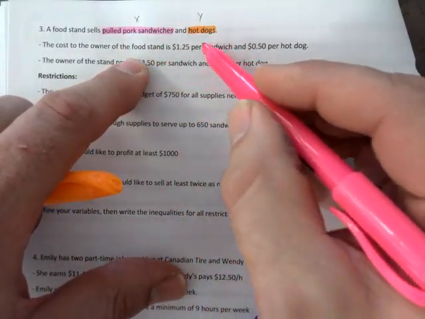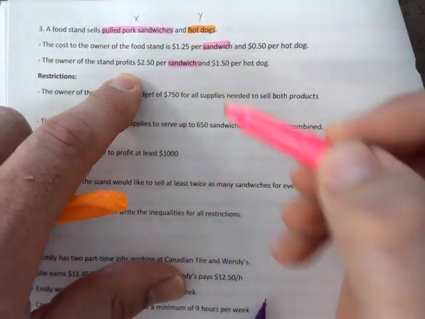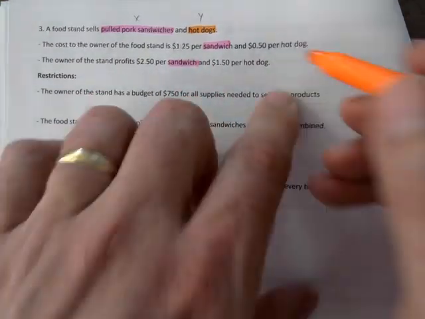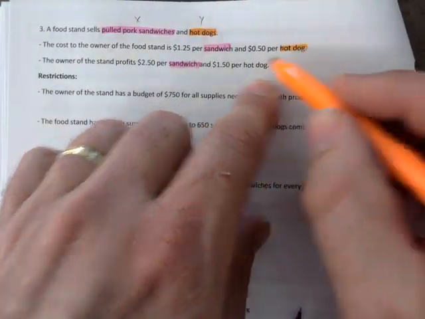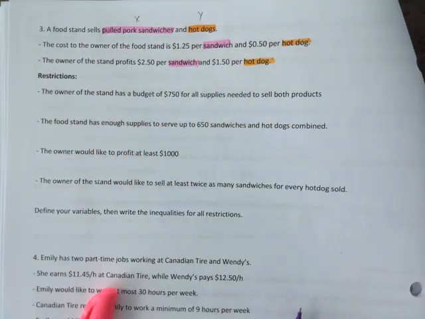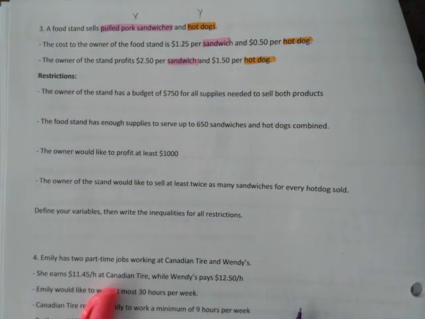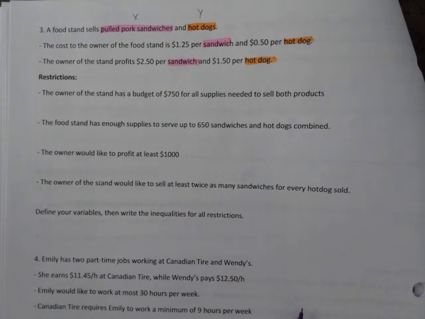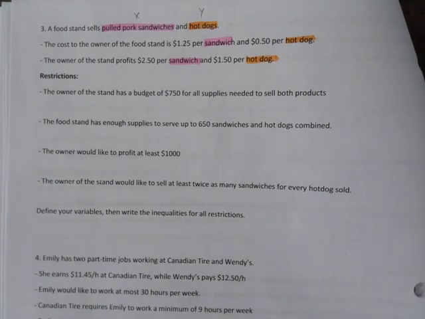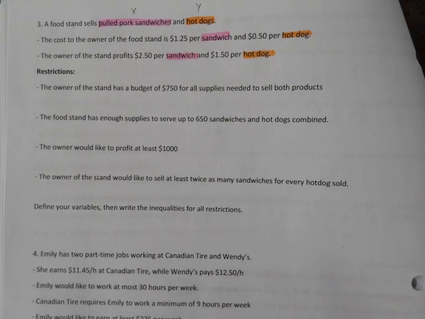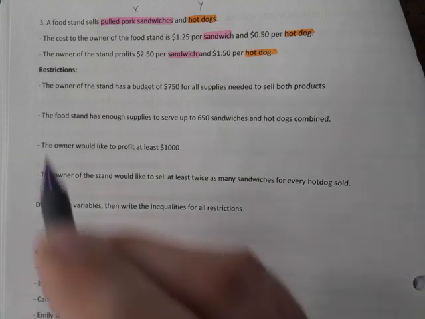So there's your sandwiches, there's another sandwich there, and you have your hot dogs. It's not always going to be like this. We're still learning how to deal with these, so I make it quite obvious what the variables are. Usually the first sentence tells you what's going on, what the variables are going to be.